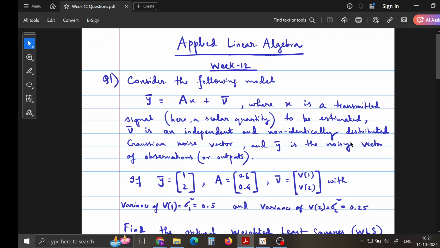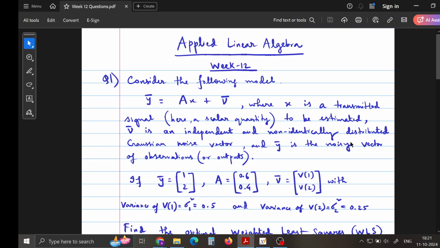In this session, we are going to look at a few examples. Mostly these examples will be based on the contents of the final week, which was week 12 of the course. In week 11 and week 12, if you recall the lectures, we explored the weighted least squares solution or estimate, right?